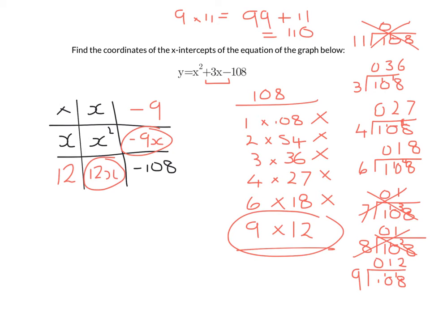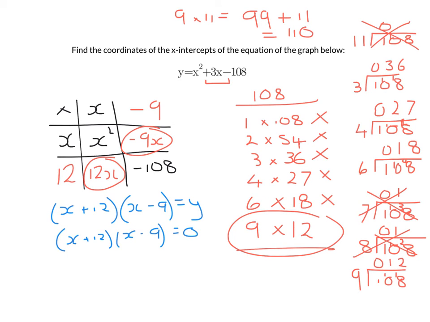So let's figure out what we've got so far. So I know that x plus 12 times x minus 9 is equal to y. When I'm finding the x-intercepts, that's when y equals 0. So I need to put x plus 12 times x minus 9 is equal to 0. Now that's because when I do my little sketch, this line here, this x-axis, the equation of that line is actually y equals 0.